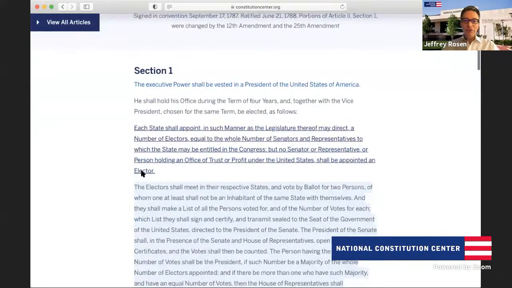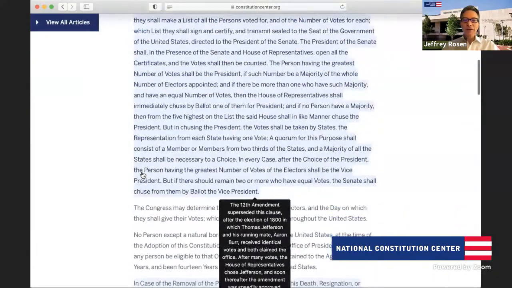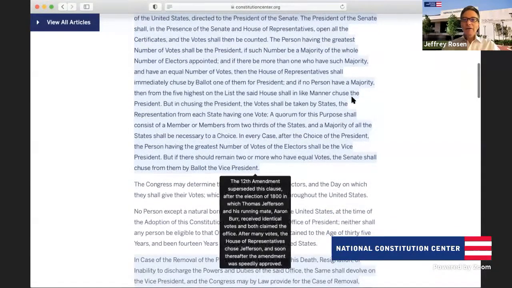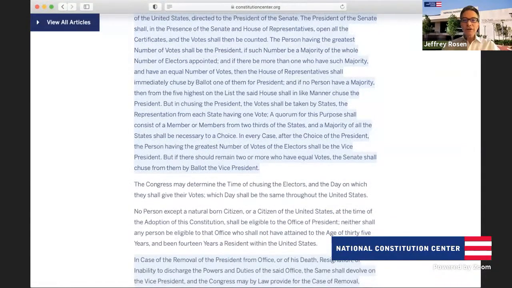Now I can just scroll down on the screen and we can see on the interactive Constitution that no person except a natural born citizen or citizen of the United States at the time of the adoption of this Constitution shall be eligible to the office of president. Neither shall any person be eligible to that office who shall not have attained to the age of 35 years and have been 14 years a resident within the United States. Friends, you are great to get the right answer.